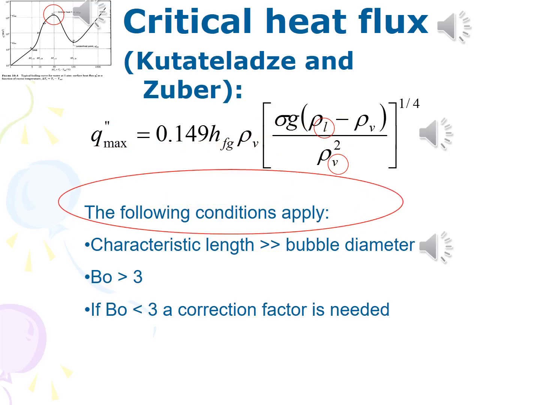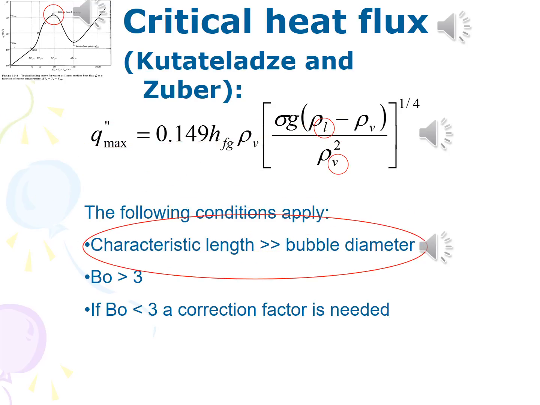The characteristic length must be much greater than the bubble diameter. For example, say you have a spherical surface. Its diameter must then be much greater than the diameter of the vapor bubbles that form due to boiling.